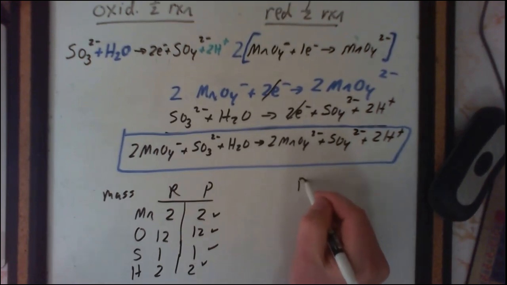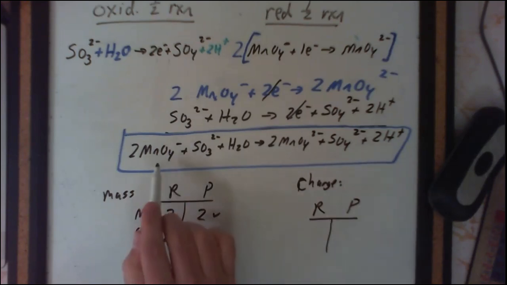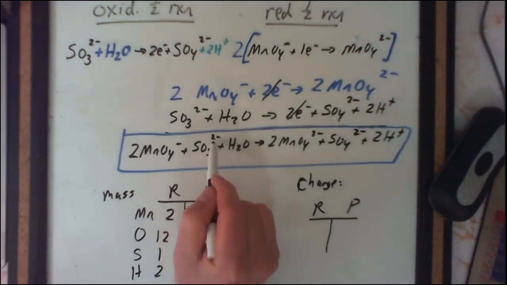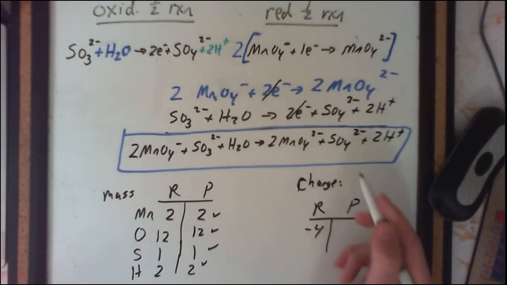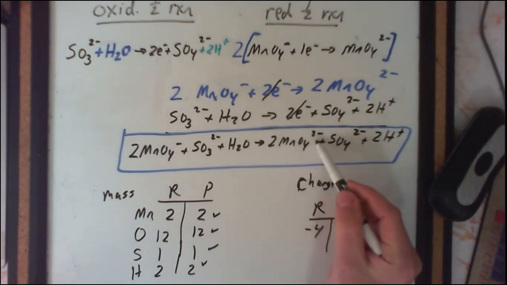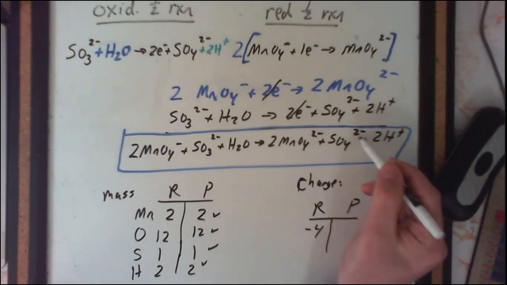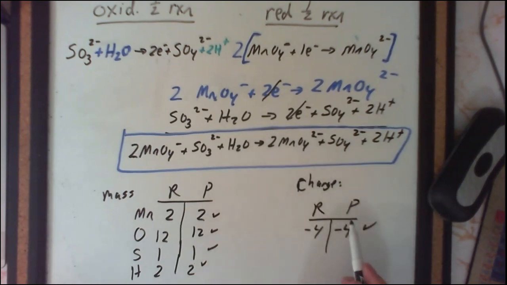We do the same thing for charge. We have the reactant side and the product side total charge. The total charge on the reactant side is -2 plus another -2, which is -4. On the product side, it's 2 times -2, which is -4, plus another -2 is -6, plus a +2 gives us -4. So this overall reaction is correct because it's both charge balanced and mass balanced.